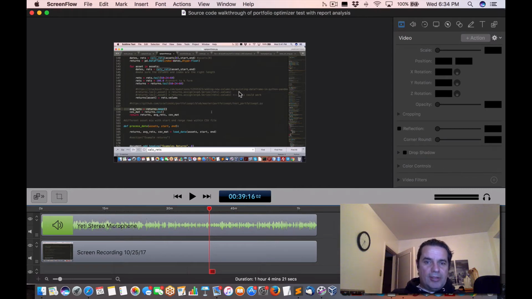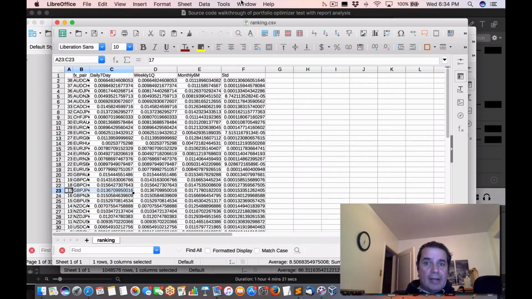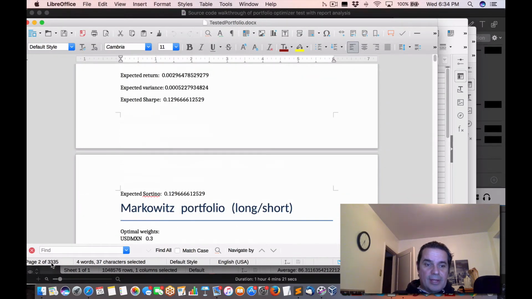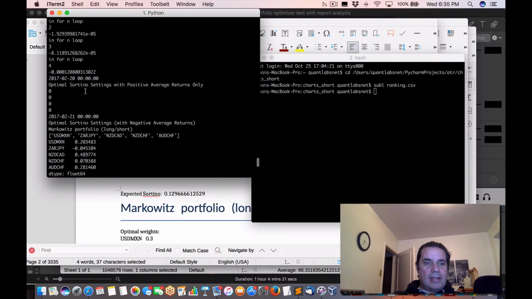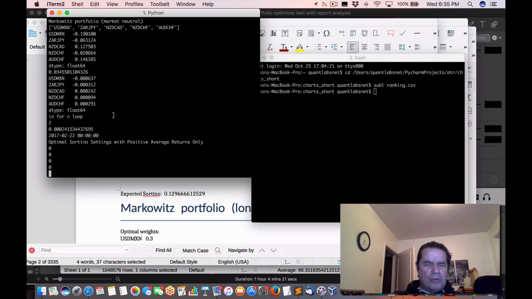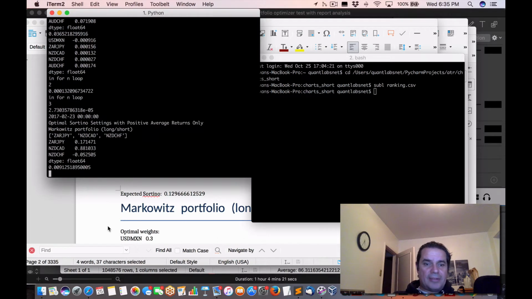What you're looking at right now is my source code walkthrough of my portfolio optimizer test with a report analysis, because I've got a big report. This is just a sampling of it. It's a lot of pages, but I don't want you to worry about that. It is a big file with all the detail of the test, because we are currently running it right now as we speak, just having it go through its thing, and there's some interesting information coming out of this.